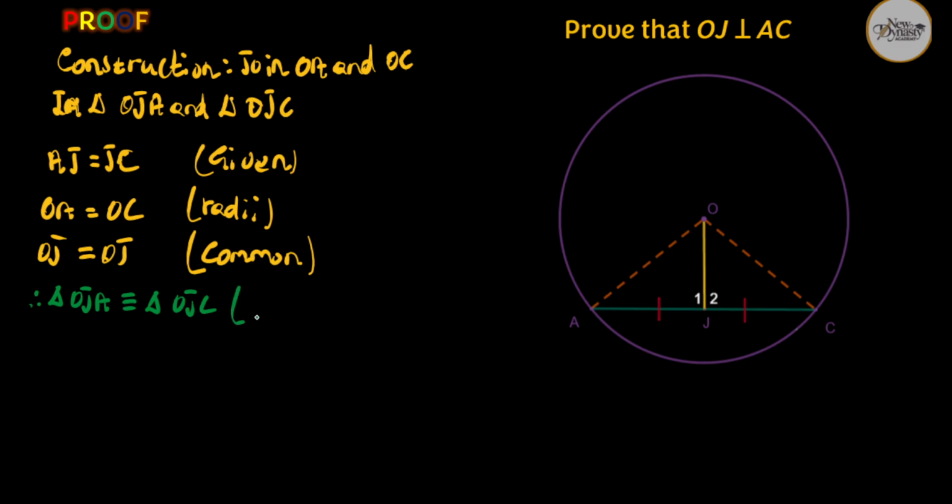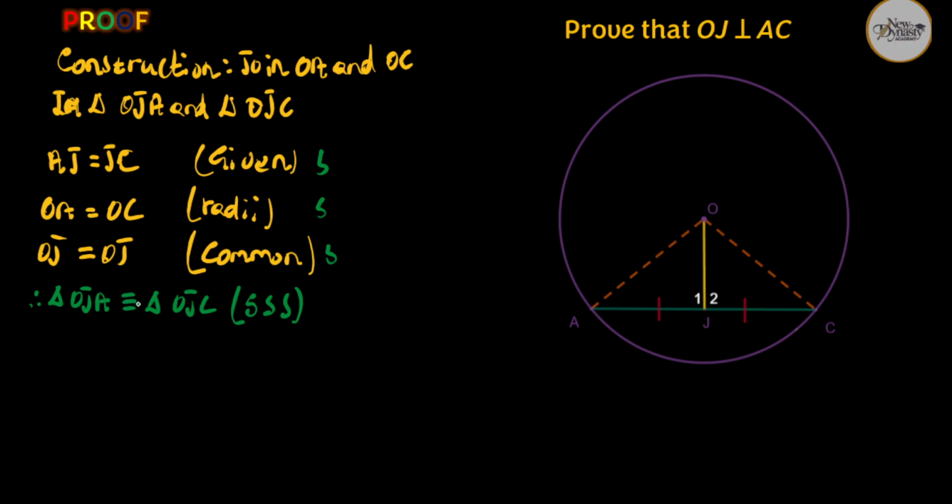But what is the reason for this congruency? The reason is because we said sides are equal there, that is AJ and JC, and OA and OC, those are also sides, and OJ is also a common side. So that is our reason for congruency: side, side, side. And that's that. Nonetheless, we still need to prove that OJ is perpendicular to AC.